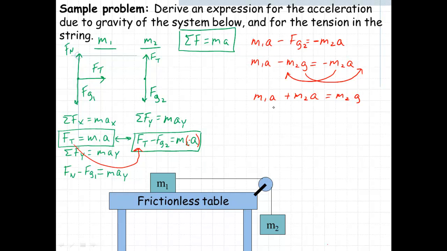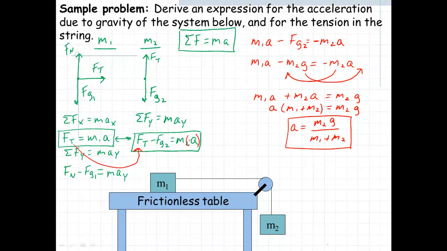I'll factor here, so I'll have A times M1 plus M2 equaling M2G, and then I'll divide both sides by M1 plus M2, so my acceleration will be M2G over M1 plus M2. So that gives me my acceleration.